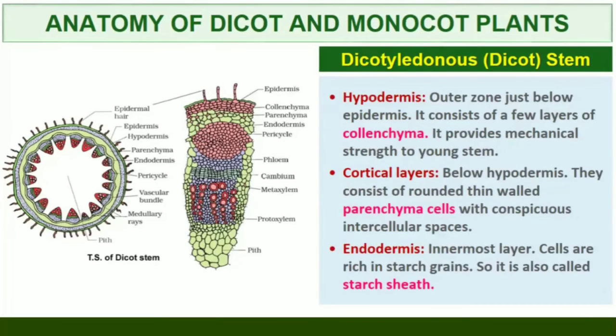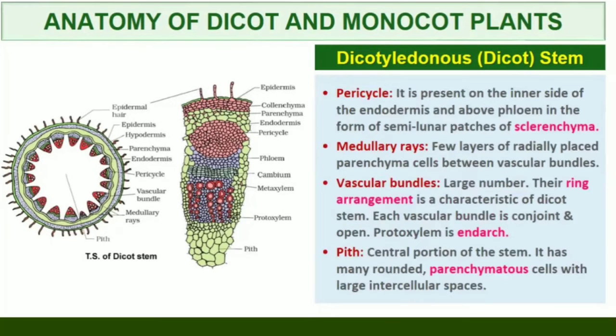The outer hypodermis consists of a few layers of parenchymatous cells just below the epidermis, which provide mechanical strength to the young stem. Cortical layers below hypodermis consist of rounded thin-walled parenchymatous cells with conspicuous intercellular spaces. The innermost layer of the cortex is called the endodermis. The cells of the endodermis are rich in starch grains and the layer is also referred to as the starch sheath.